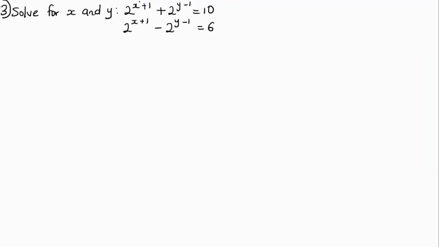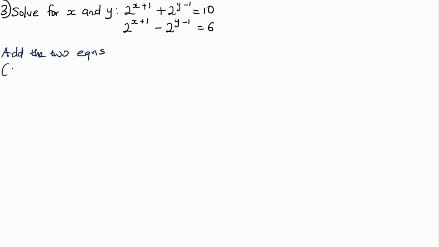Alright, so guys, we have this question right here that says solve for x and y. 2 raised to the power of x plus 1, plus 2 raised to the power of y minus 1 is equal to 10, and 2 raised to the power of x plus 1, minus 2 raised to the power of y minus 1 is equal to 6. So the first thing guys we're going to do is to simply add the two equations. So let's simply add in the two equations.